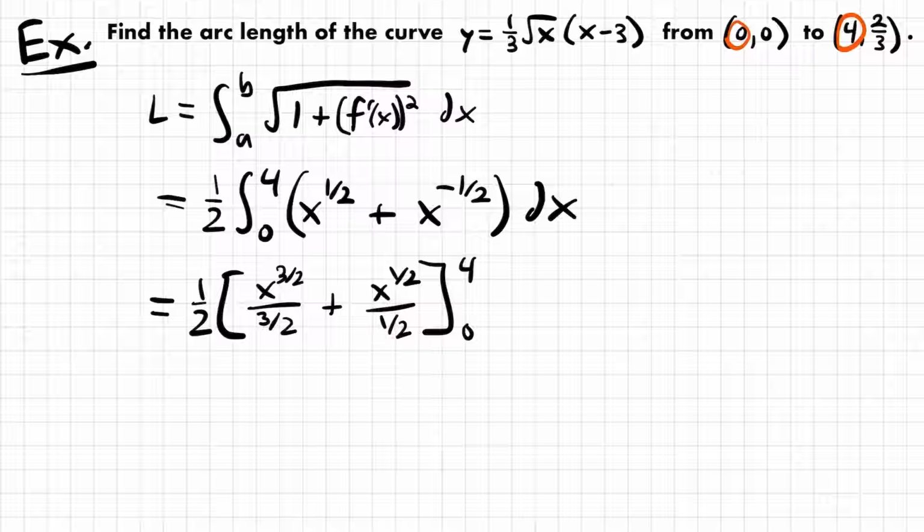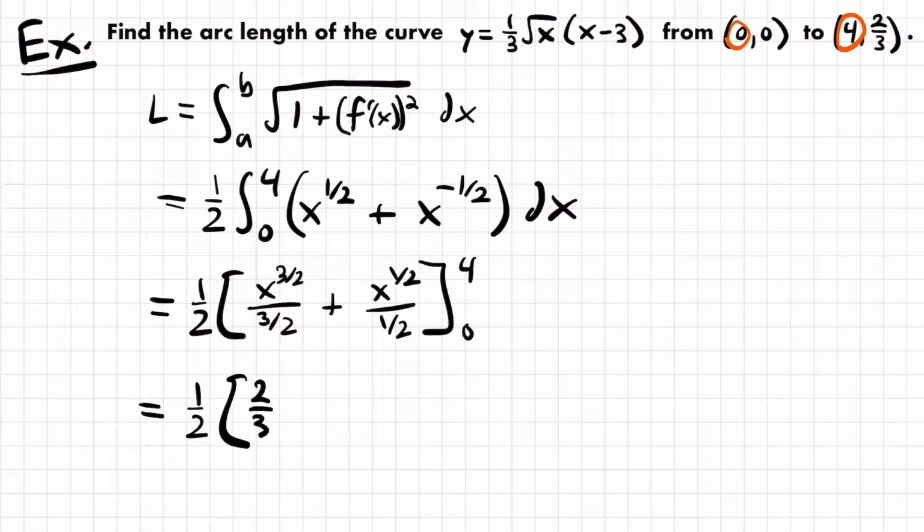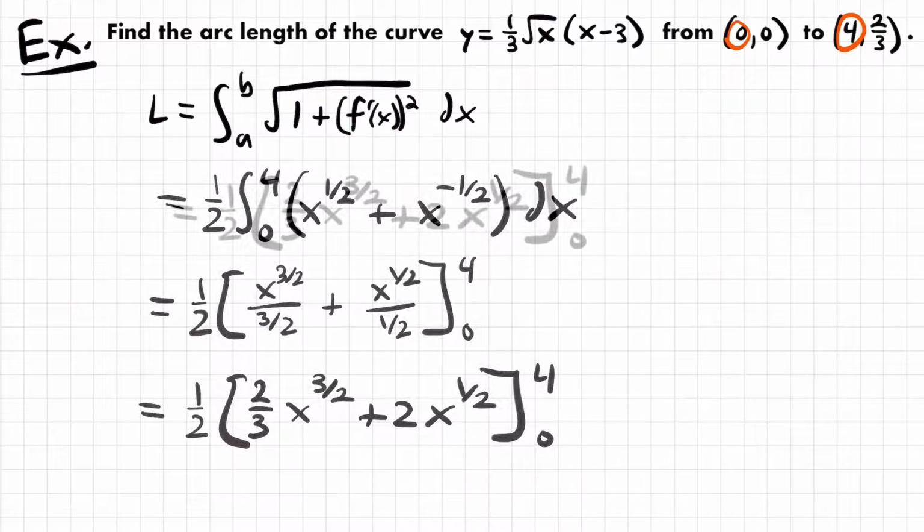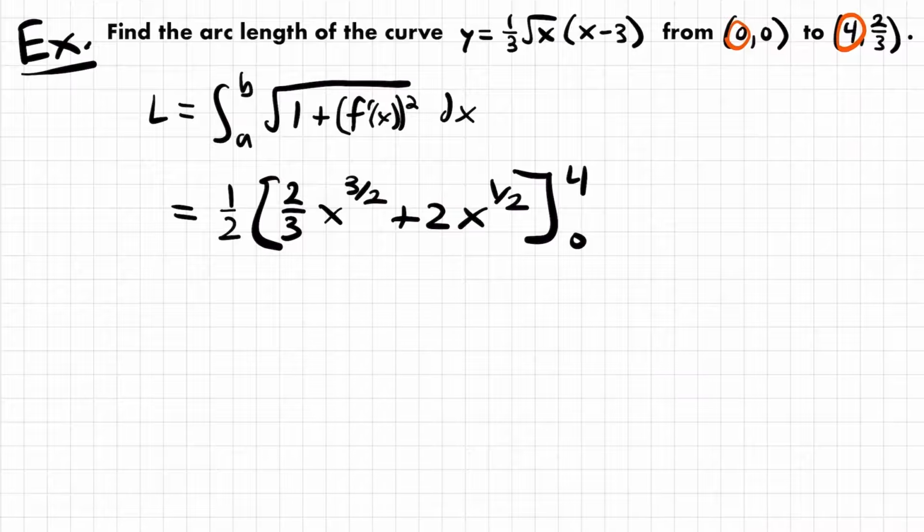And so now remember, dividing by a fraction is the same as multiplying by the reciprocal of that fraction. And so the reciprocal of 3/2 is 2/3, and the reciprocal of 1/2 is 2. And so this is equal to 1/2 times 2/3 times x to the 3/2 power plus 2 times x to the 1/2 power, evaluated from 0 to 4. And so I'll clean up my work one more time here. And now we can evaluate this expression at 4 and subtract the evaluation at 0.